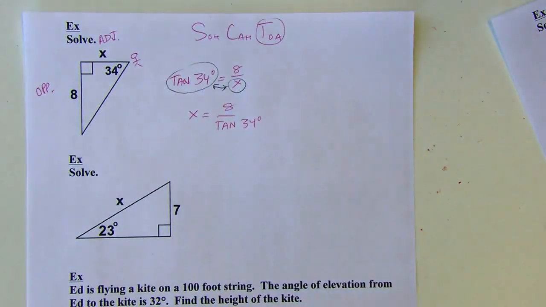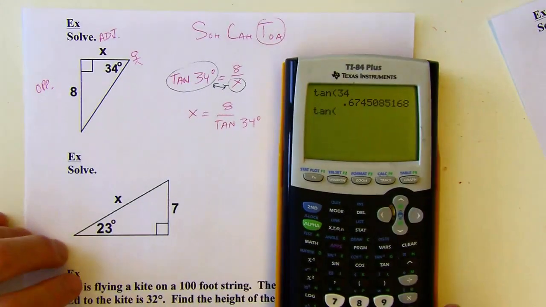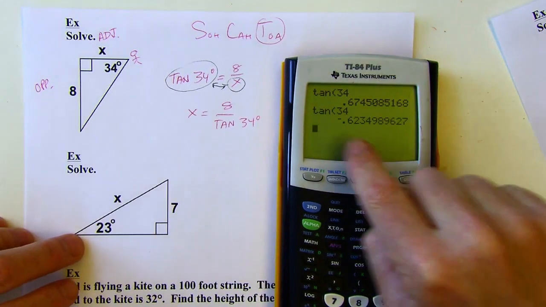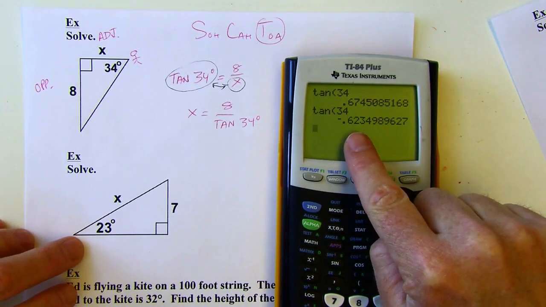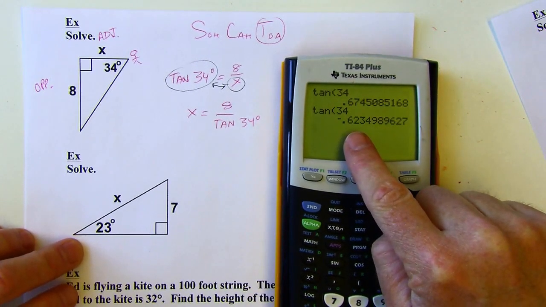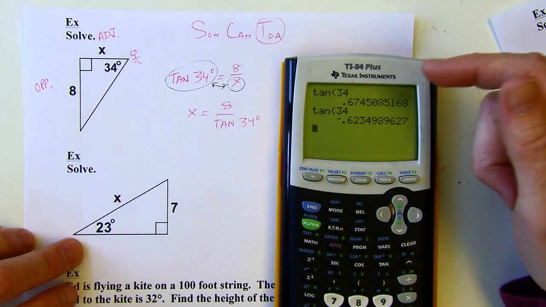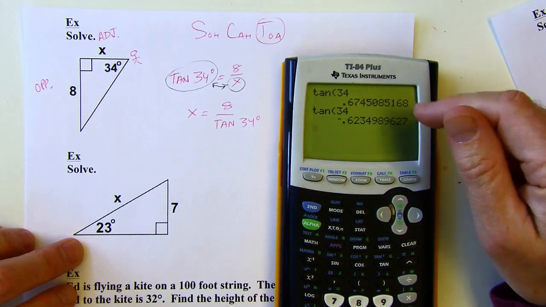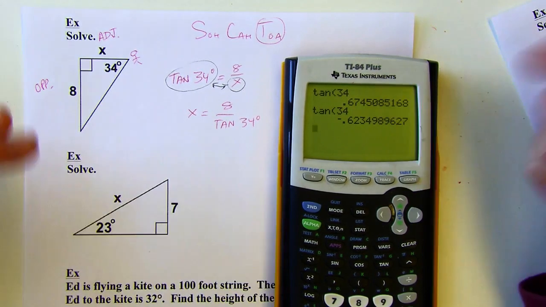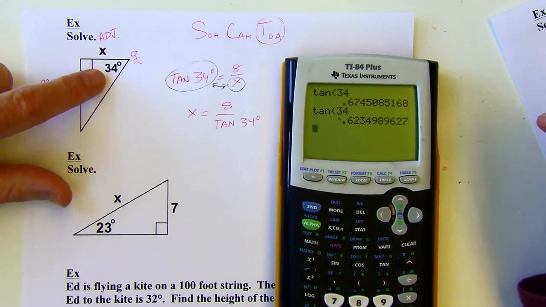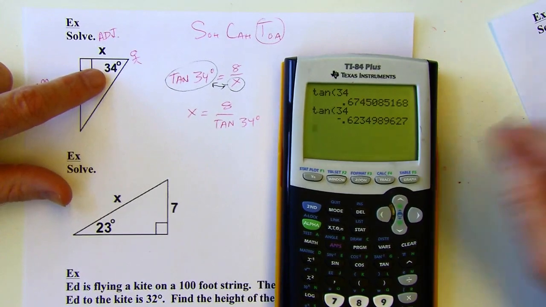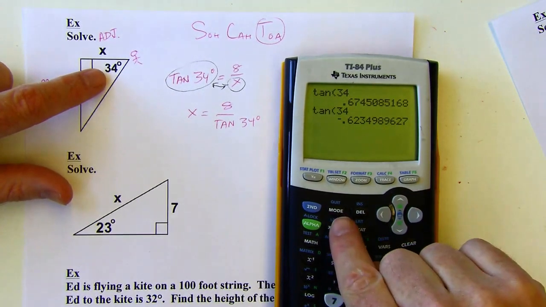Hang on one second, take this off screen. Okay, so some of you might have gotten this negative number. So that's because there's two different modes you can put scientific calculators in, degrees or radians. So we're measuring our angles in degrees at this point, so we want degree mode. We'll do radians later, but you want your calculator in degree mode.